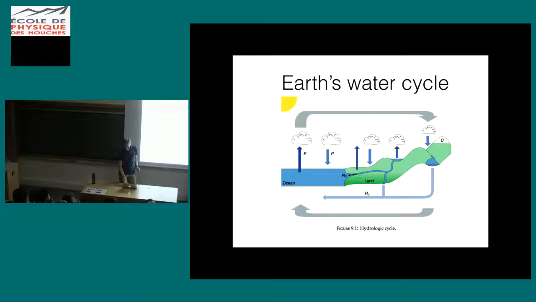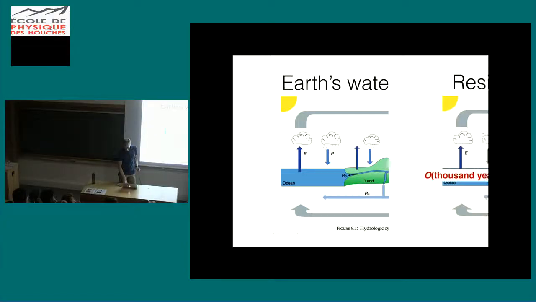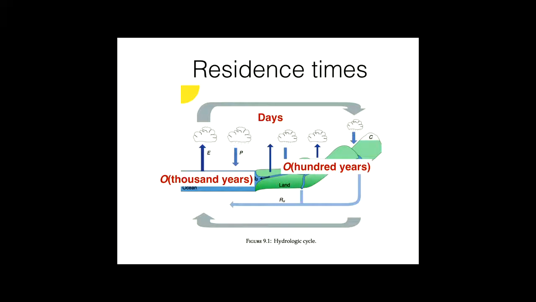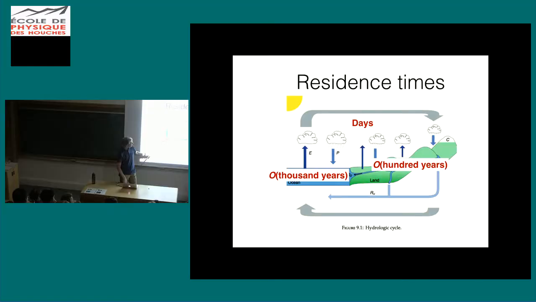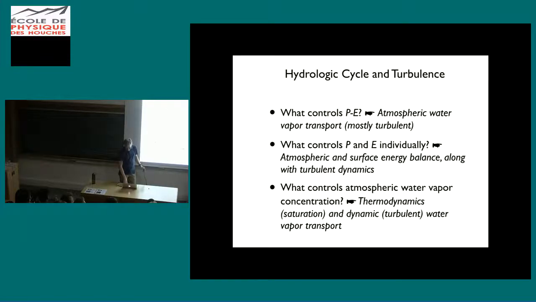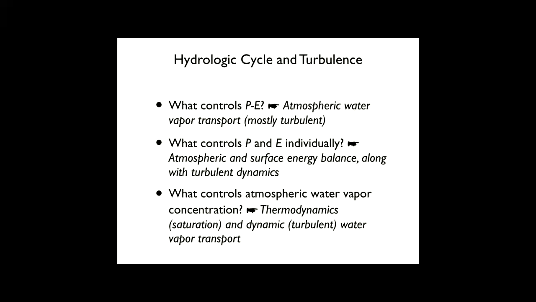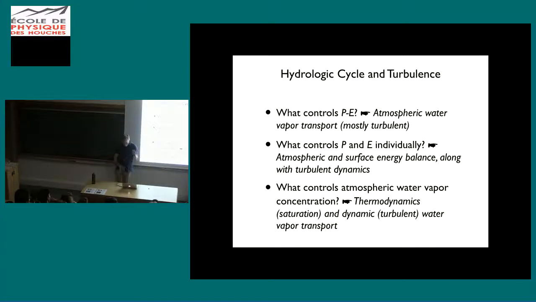So here's the water cycle as a schematic, and maybe I won't say much about it, just remember the residence time. It's an order of 1,000 years in the ocean, a few days in the atmosphere. For the land component of the water cycle, it's an order of 100 years or so that water spends on land before it runs off through rivers into the ocean, on average. So where's turbulence here? Again, P minus E is the first thing you would want to know something about, and that's controlled entirely by atmospheric water vapor transport. Most of that is turbulent.